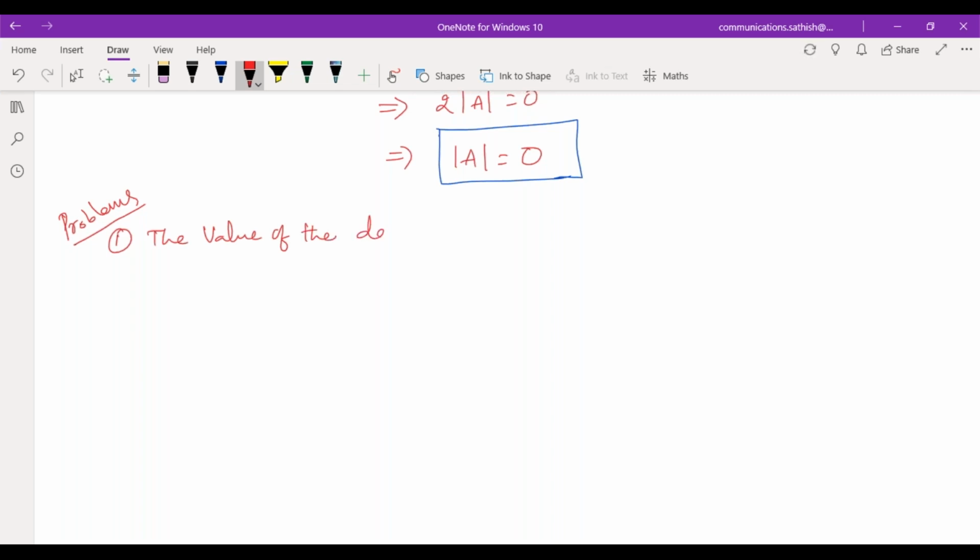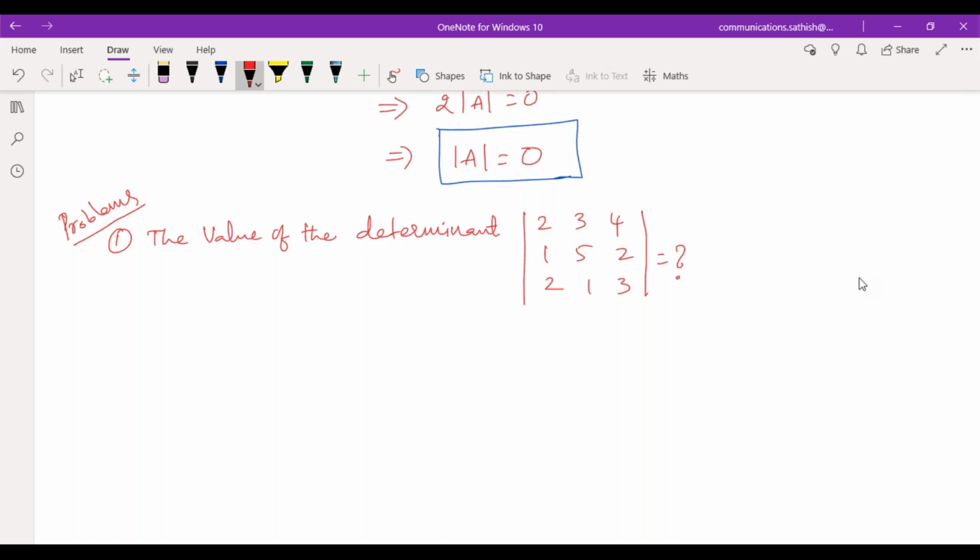Take down the value of the determinant. The value of the determinant with rows 2, 3, 4; 1, 5, 2; 2, 1, 3 is how much? What is the answer for that?